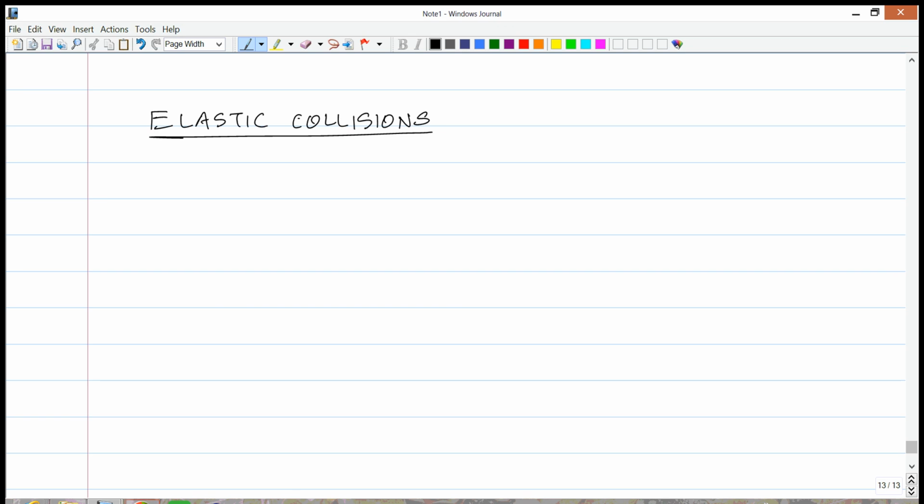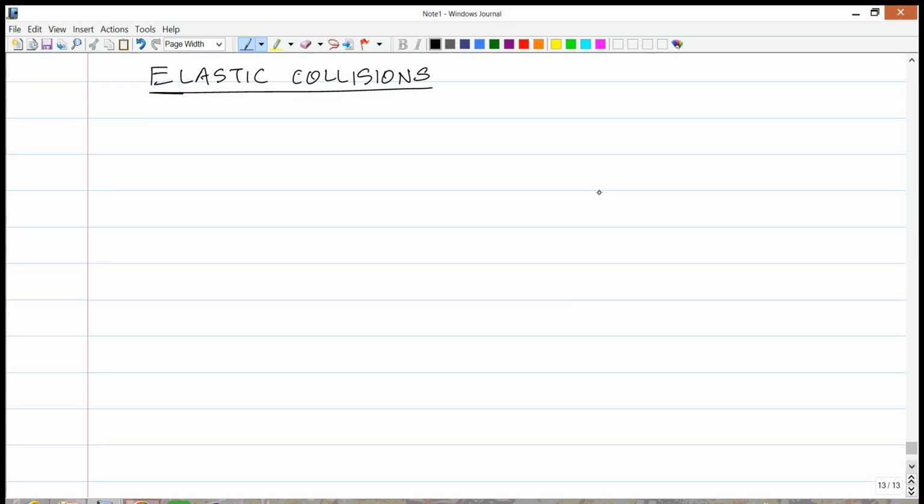We're now ready to study elastic collisions. In this video, what we'll do is set up the basic equations that will be used to study elastic collisions, and then we'll look at one example of an elastic collision and understand how to use the conditions.